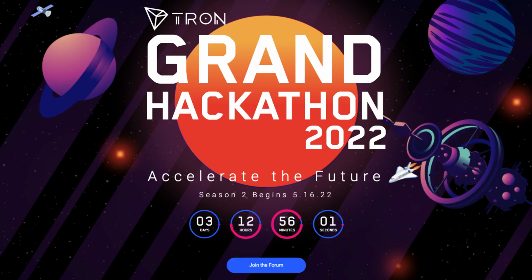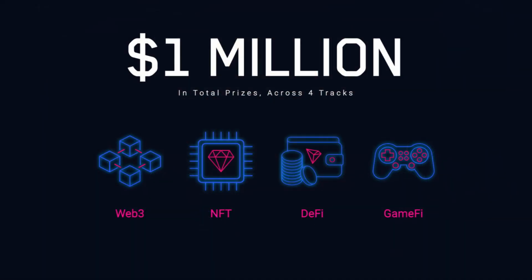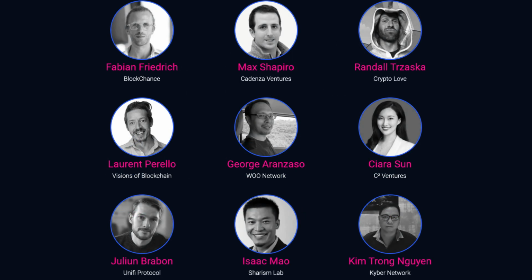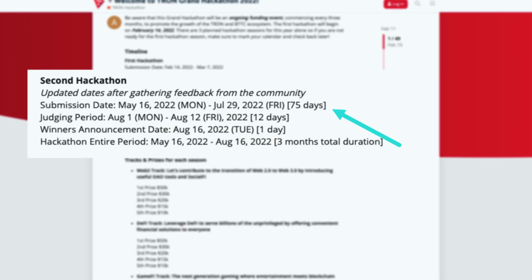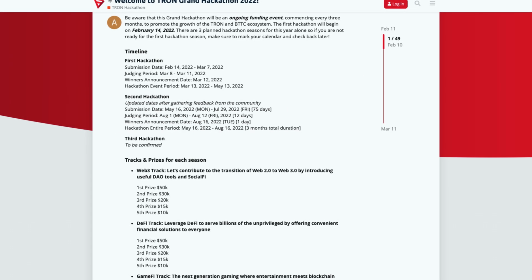So now that you've seen how easy it is to deploy on the Tron network, let's look at their hackathon. Season 2 of their grand hackathon is about to start, and they have $1 million up for grabs across 4 tracks. So projects in Web3, NFTs, DeFi, and gaming are all acceptable. They have industry experts from every pocket of the industry bringing their unique thought leadership into the evaluations of the hackathon projects. The submission dates start from May 16th, 2022 through to July 29th, so there's plenty of time. And judging will be August 1st through to August 12th. The winners will be announced August 16th, so there's 3 months to start building and getting those projects done.